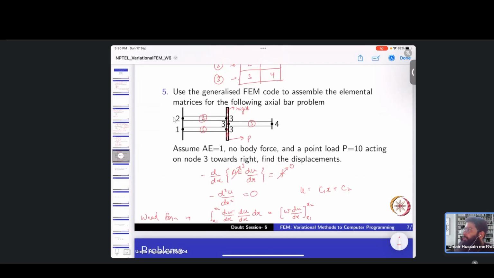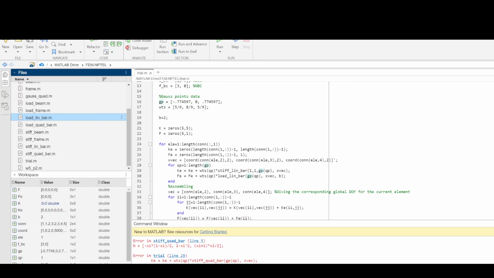Okay, I haven't shared my screen. Let me share my screen here. Okay, I hope that's visible.